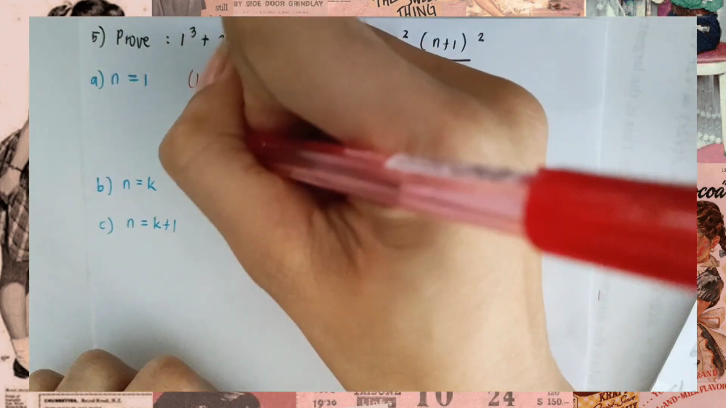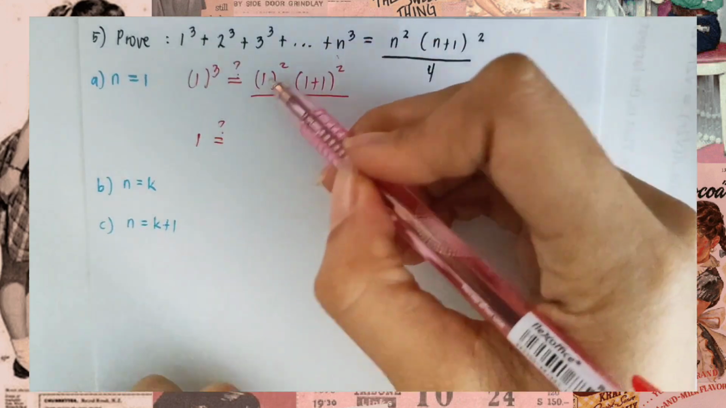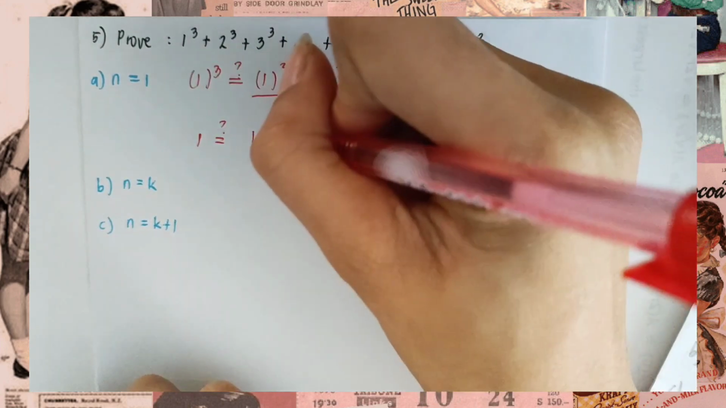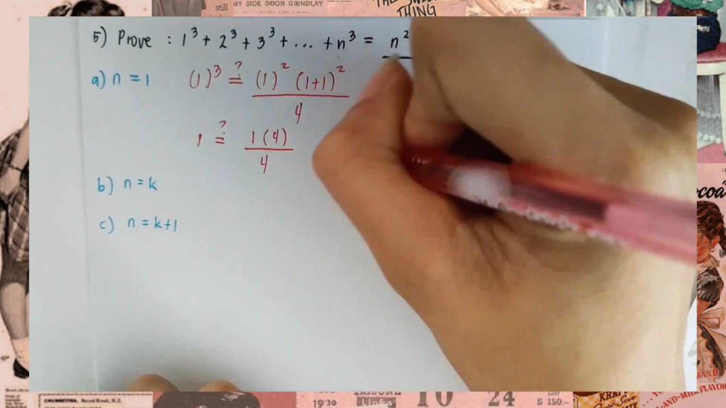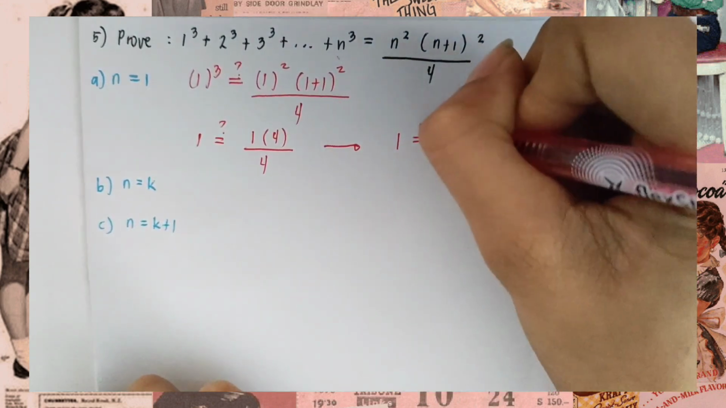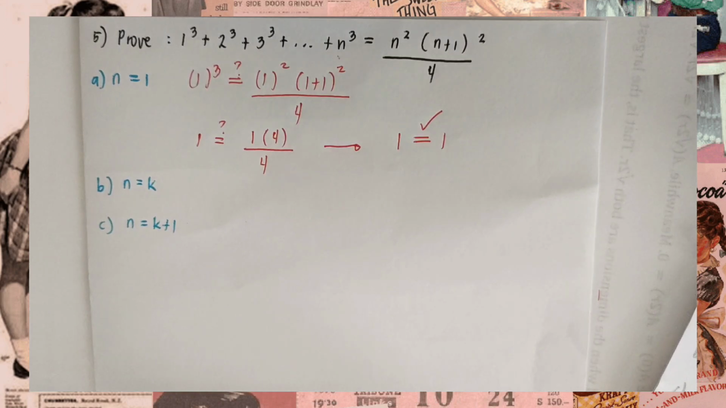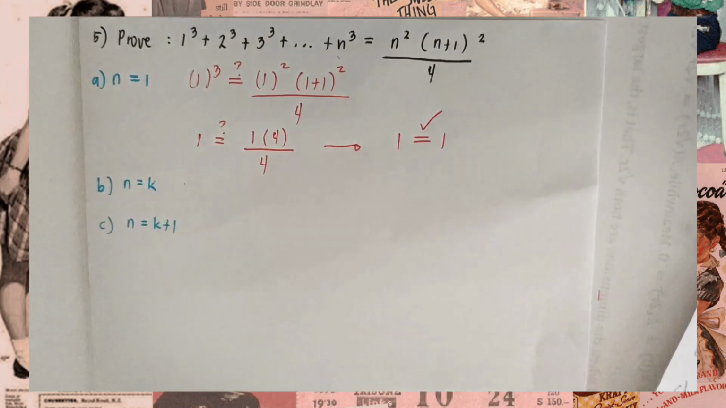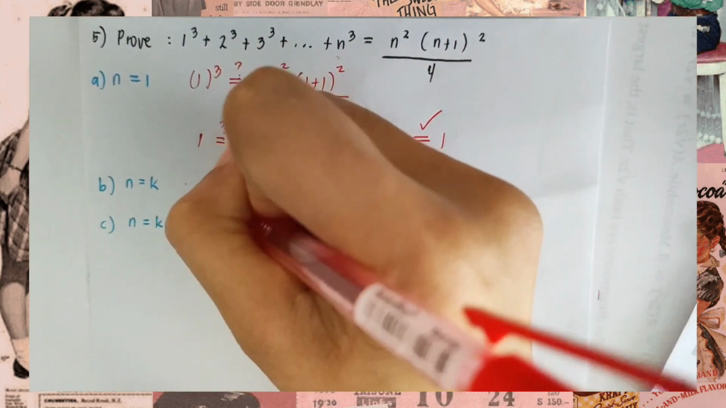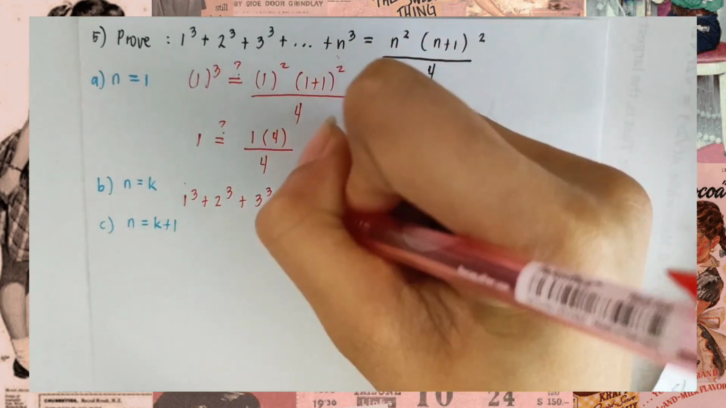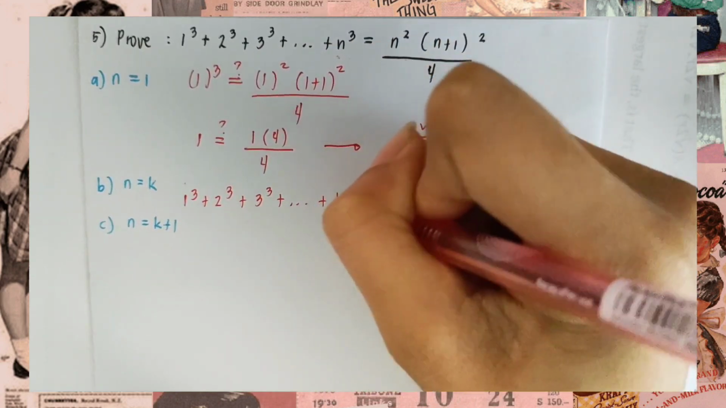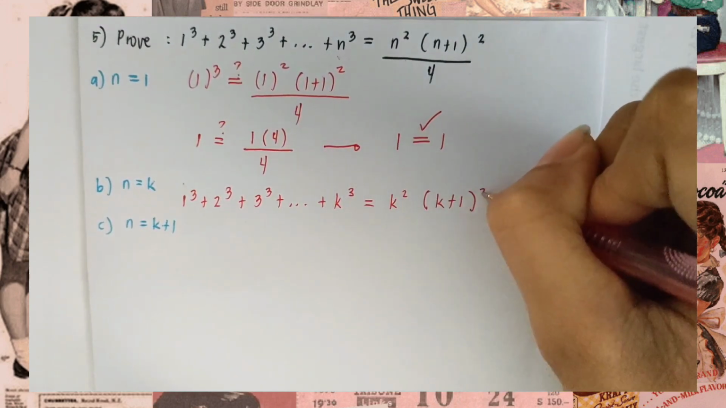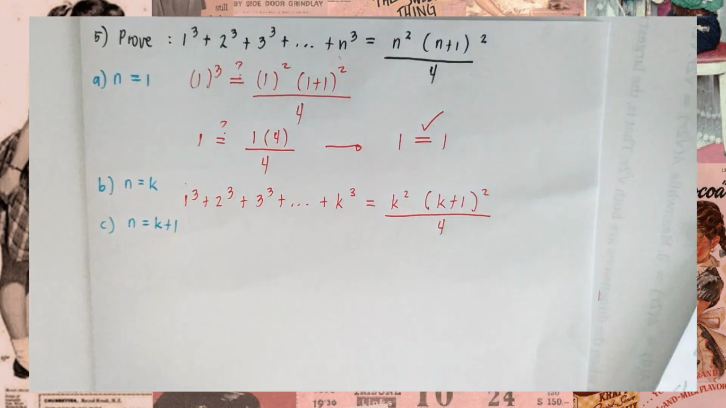So 1 cube, that is 1. 1 squared is 1. And then 1 plus 1 is 2. Squared is 4. Over 4. So 1 is equal to 1. Since it is true, let's proceed with our step 2, assumption. Change all your n with k. So we have 1 cube plus 2 cube plus 3 cube plus ... plus k cube equals k squared times k plus 1 squared over 4.